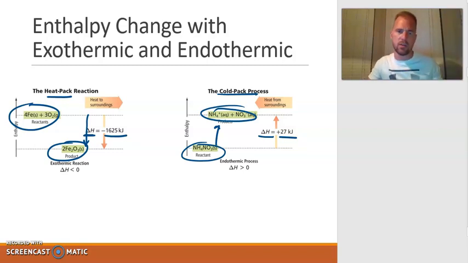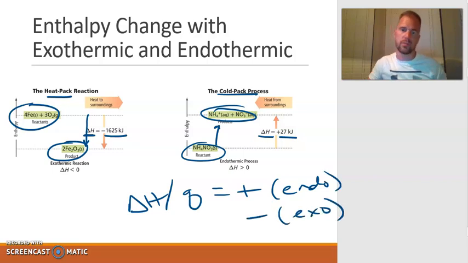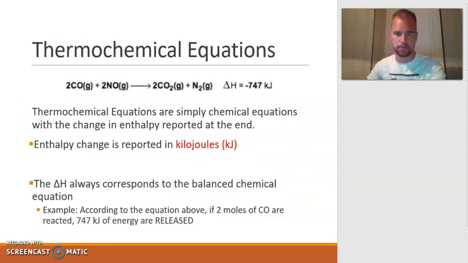This is nothing new. This is just showing you more examples of this, and once again reiterating that if delta H, just like Q, is positive, that's going to be endothermic. And if it's negative, that is exothermic. So it's the same thing as before, just more examples.